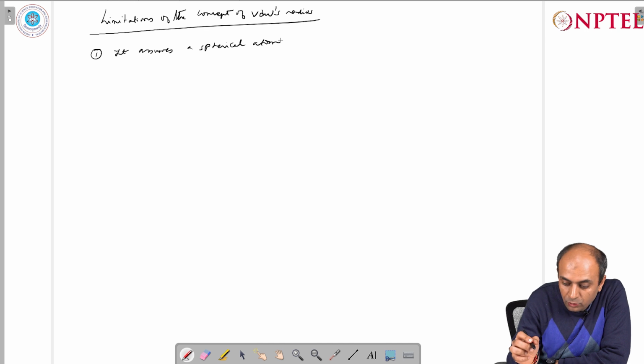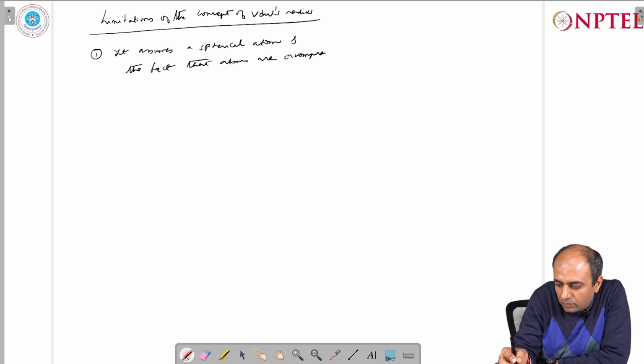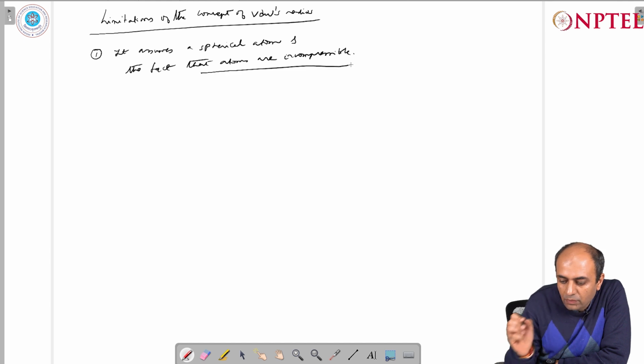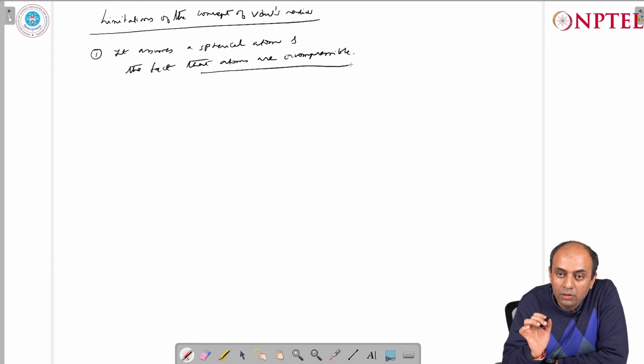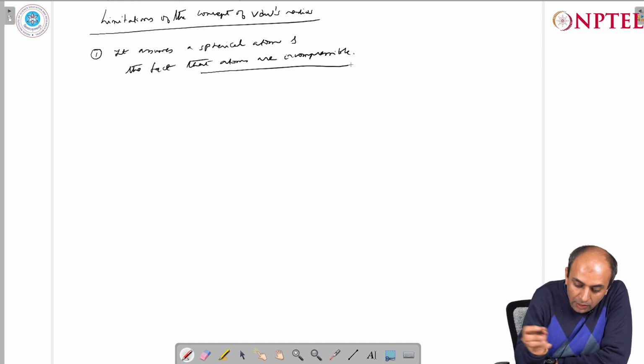Okay, it assumes a spherical atom, and the fact that atoms are incompressible, whereas in reality we must keep in mind that atoms are not spherical entities. The electron density can be deformed and the shape of the atom can be made ellipsoidal instead of it being spherical in nature.